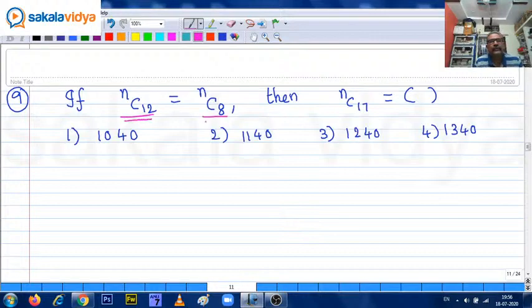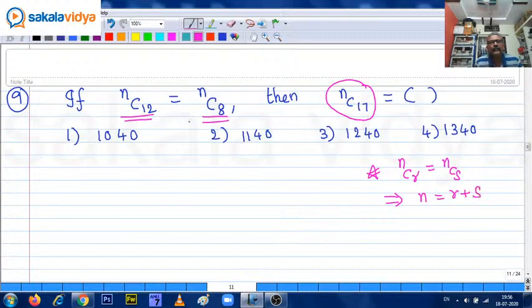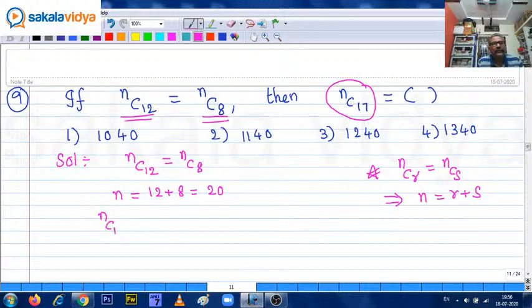nC12 equals nC8. Then nC17 we need to find out. That means you remember the hint: nCr equals nCs. Obviously here only one formula needs to apply, because 12 cannot be equal to 8. That's why n must be equal to r plus s. This case needs to be applied here. So now the solution. As we are given nC12 equals nC8, using this formula n can be written as 12 plus 8, whose value is 20. But we are asked nC17.